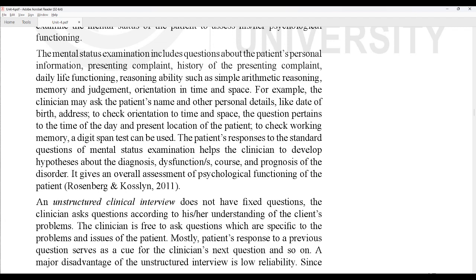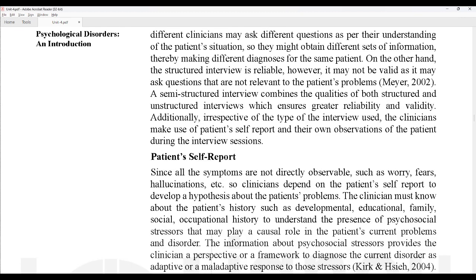Mostly, the patient's response to a previous question serves as a cue for the clinician's next question and so on. A major disadvantage of the unstructured interview is low reliability. Since different clinicians may ask different questions as per their understanding of the patient's situation, they might obtain different sets of information, thereby making different diagnoses for the same patient.